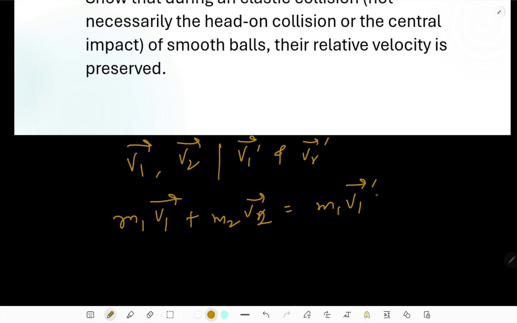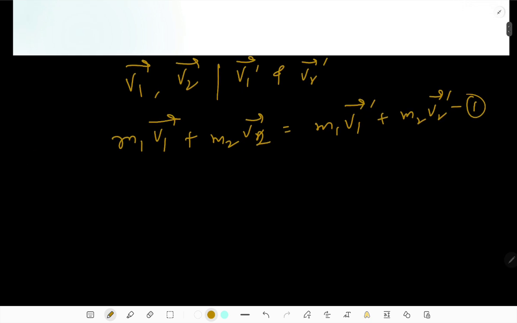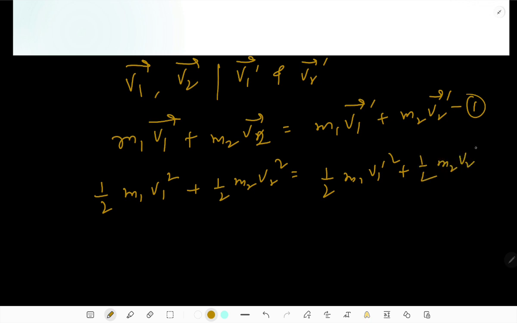And you would like to write it like this for the momentum conservation equation. And for kinetic energy you are going to write something like half m1 v1 square plus half m2 v2 square before the collision, and half m1 v1 dash square plus half m2 v2 dash square after the collision. These are the two equations. But if you move on now with these equations, they are going to be quite messy.